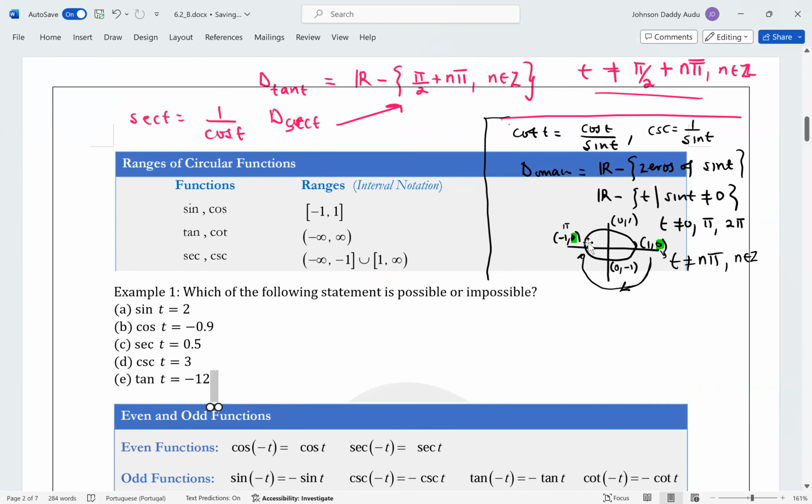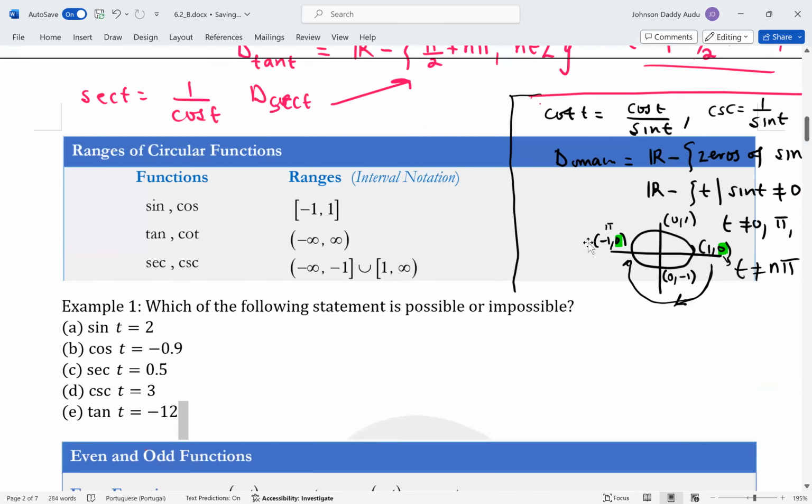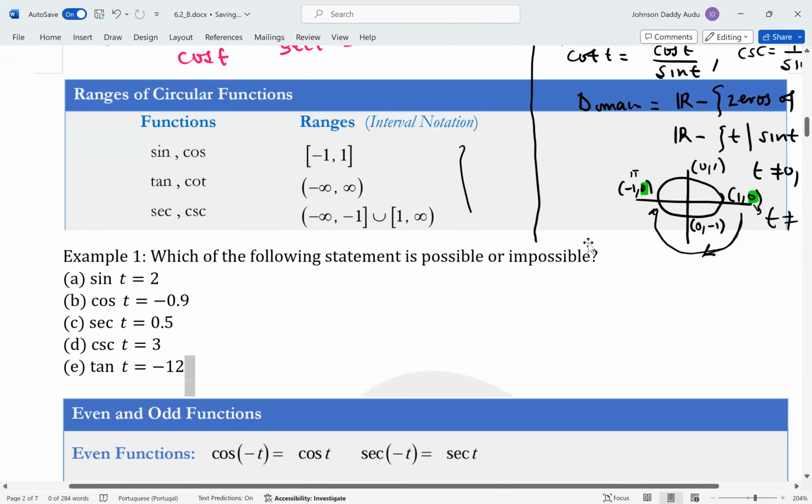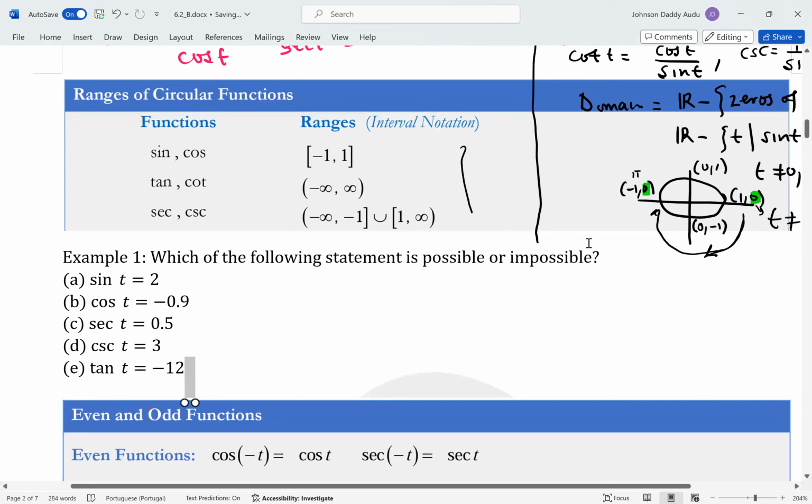Another thing here is the range. This one we will just discuss. For sine and cosine, the range is from -1 to 1. For tan and cotan, the range is from -infinity to infinity. And for sec and cosec, we have the range from -infinity to -1, union 1 to infinity. We'll talk much about this next, maybe in section 6.4, right? And 6.3.